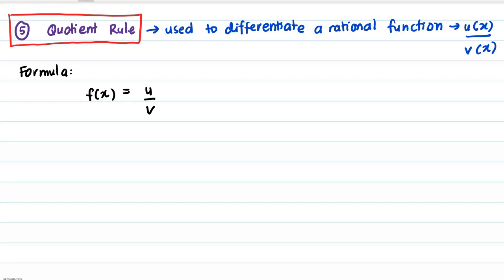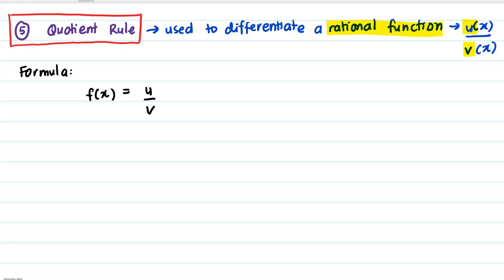Okay, so this is rule number 5, that is the quotient rule. The quotient rule is used to differentiate a rational function. So what is a rational function? A rational function is in the form of u over v. So now we have it in the form of a fraction, dalam bentuk pecahan. Okay, let's see the formula.